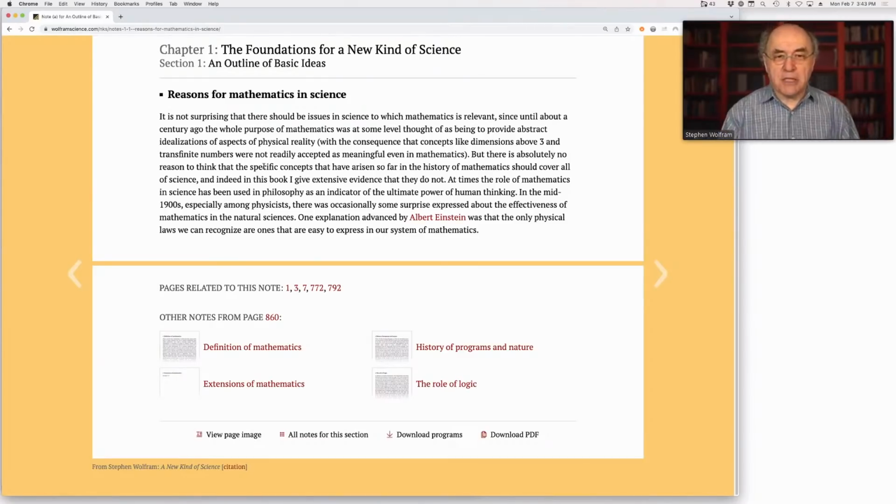And I was just glancing at this earlier today, and I'd completely forgotten this statement here, which I said down here. One explanation for this fact, often noticed, that there's an unreasonable effectiveness in mathematics and the natural sciences. One explanation of this, advanced by Albert Einstein, was that the only physical laws we can recognize are ones that are easy to express in our system of mathematics.